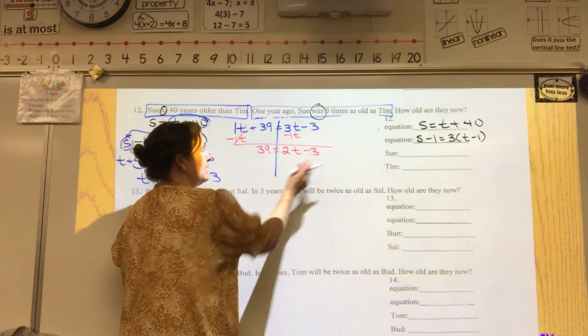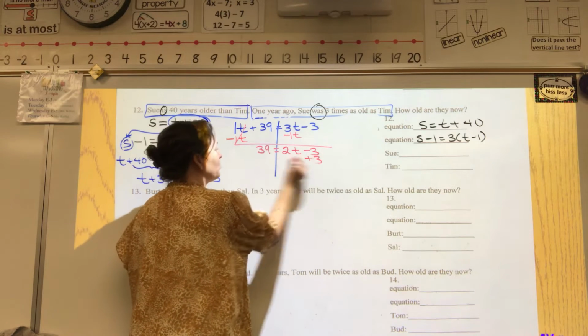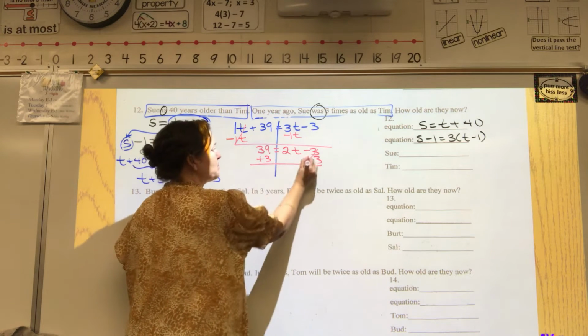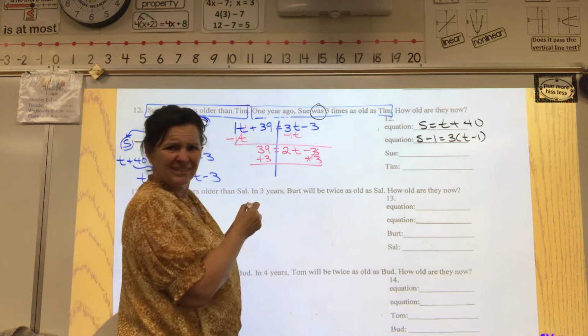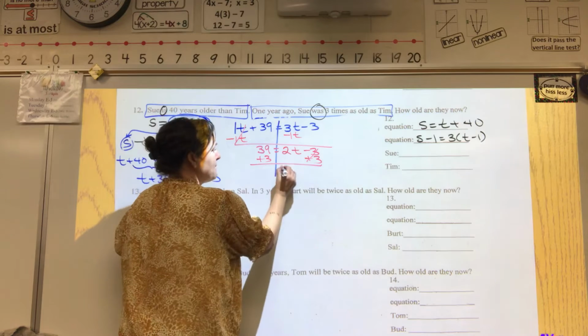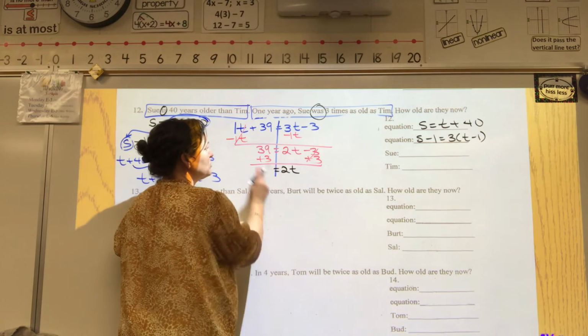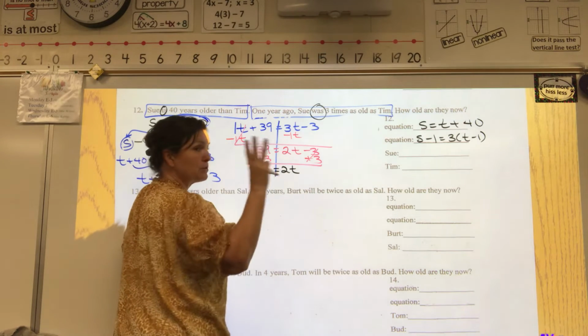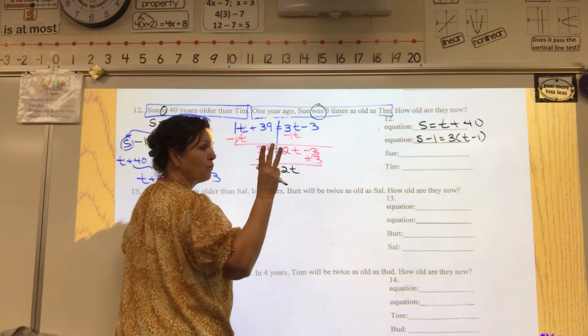Okay, cool beans. This guy needs to go over here. We're gonna add 3 to both sides. I don't think red is the proper color to use on the board. I don't think it works very well for you guys to see. Sorry about that. So 2T equals 39 plus 3 more. 39, 40, 41, 42.